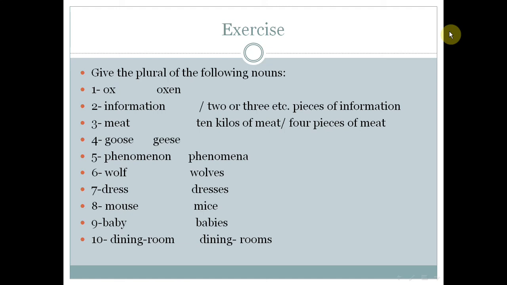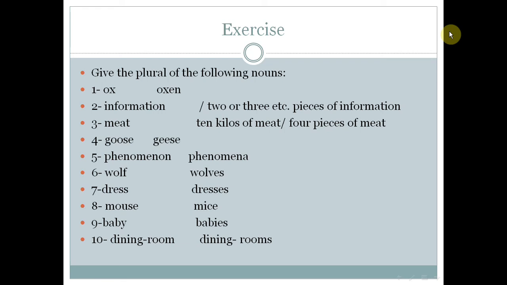Information, it's an uncountable noun. An uncountable noun cannot be plural unless it is preceded by a countable noun, like here in the example. 2 or 3, etc. 2 pieces of information. 3 pieces of information. For example, 5 pieces of information. So we precede it with 2 or 3 pieces of.